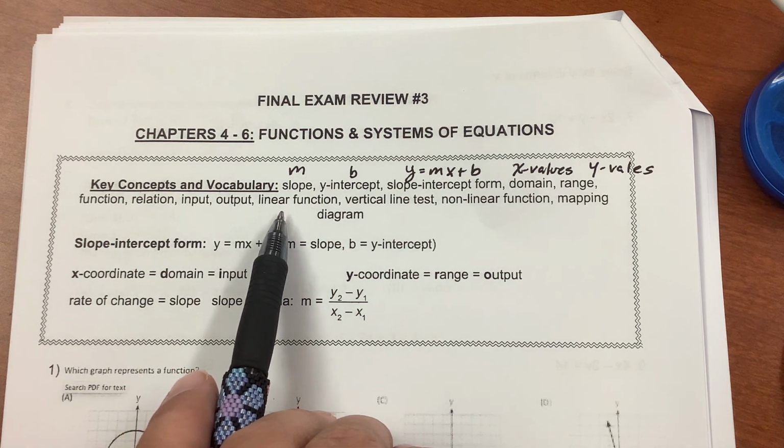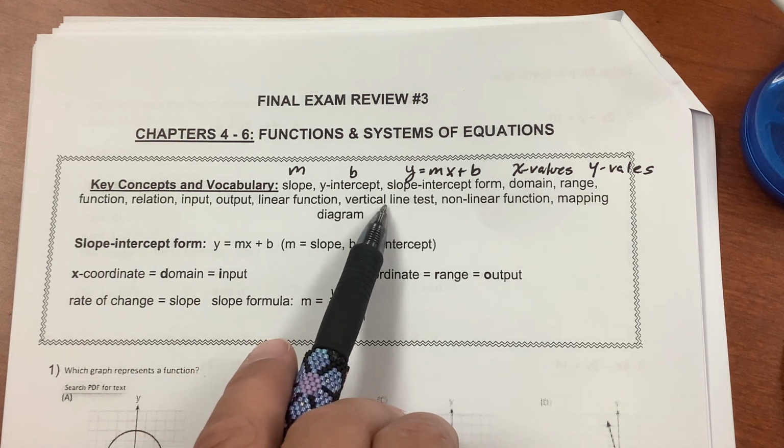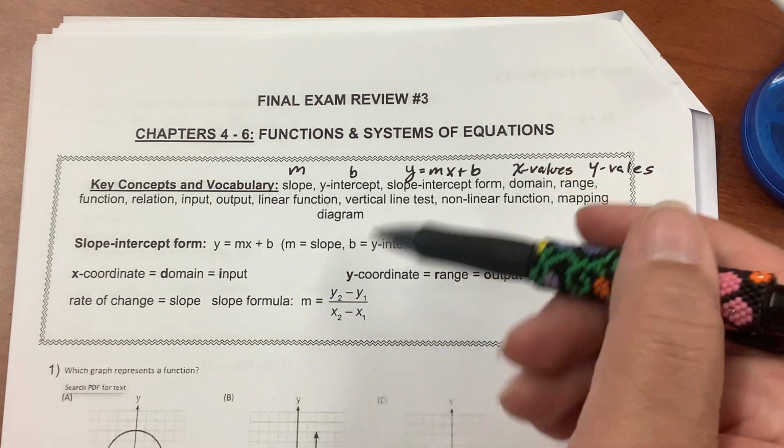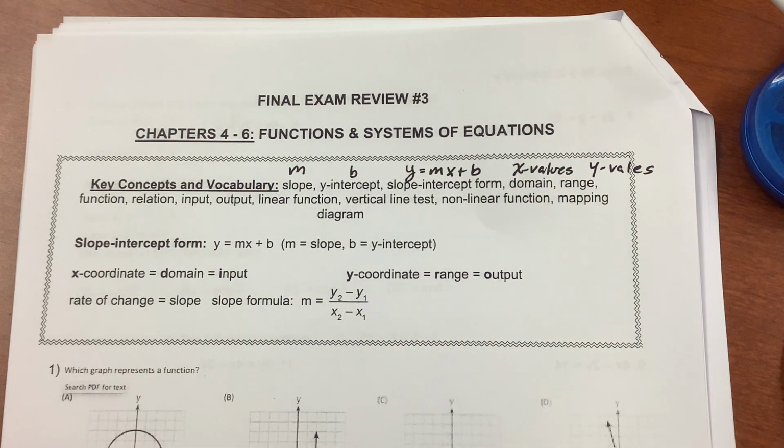Linear function is a function whose graph is a line. Vertical line test is, remember you could draw vertical lines, and if it only touches the graph once, it's a function. Nonlinear function, still a function. The x values still don't repeat. It just does not look like a line. It could look like a U. It could look like a, you know, curly Q wave. And a mapping diagram is where you start to where you end. We're going to do a lot with mapping diagrams in the next review, which is the transformations.